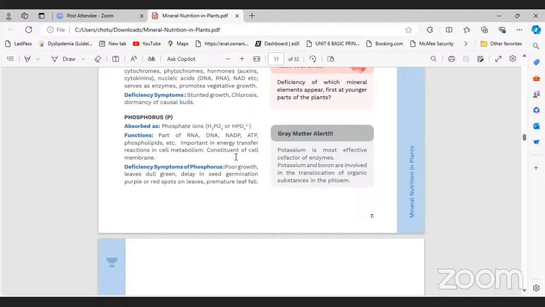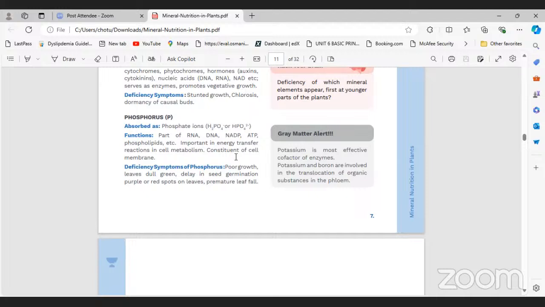What are the deficiency symptoms? Phosphorus deficiency causes a decrease in the rate of protein synthesis. It also results in the accumulation of carbohydrates and soluble nitrogenous compounds. Similar to nitrogen, phosphorus deficiency may cause premature leaf fall and purple anthocyanin pigmentation. The anthocyanin is found in excessive amounts.